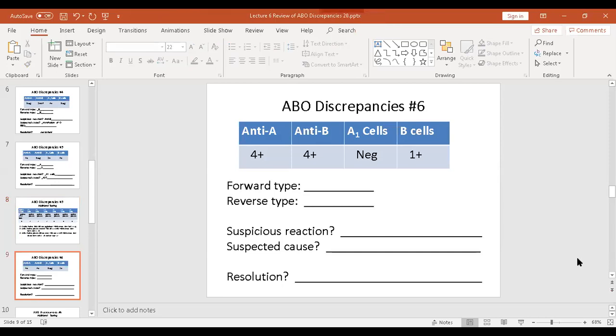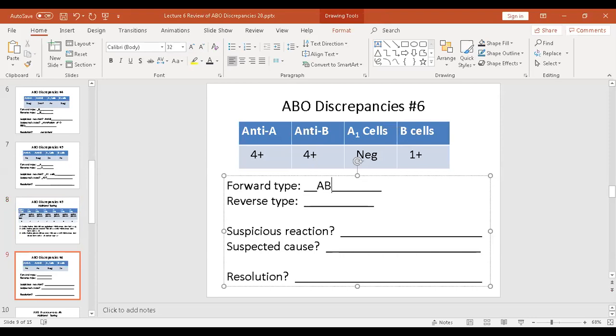Okay, let's move on. So we're moving on to number 6. Let's look at our forward type. 4+ with anti-A, 4+ with anti-B, the rarest blood group of all, type AB. Since this person has both A and B antigens, we expect them to lack both antibodies, okay? And so we see they do not have an anti-A. However, we're seeing a weak reaction here, which looks like they have an anti-B.